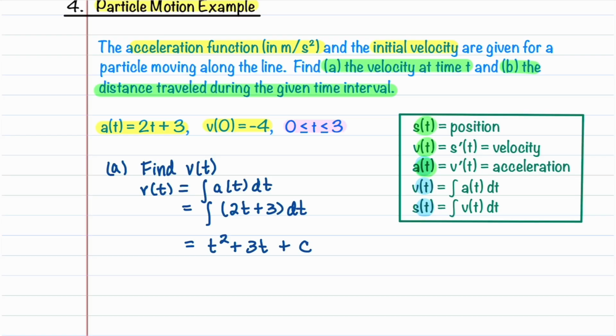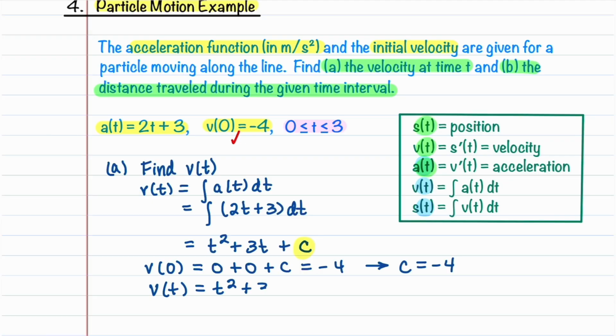We can find what this arbitrary constant is by using our initial condition, v of 0 is equal to minus 4. So let's let t be equal to 0. So we have v of 0 is 0 plus c, and that's minus 4. So we know that c is equal to minus 4. That tells us then that v of t is equal to t squared plus 3t minus 4.